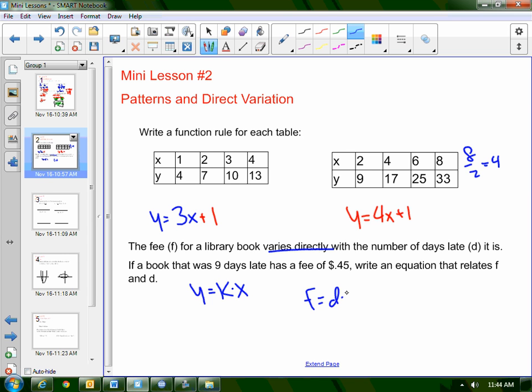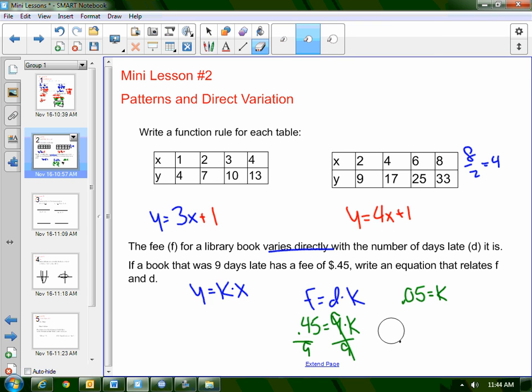The way that we're going to do that is it tells me 9 days late has a fee of 45 cents. So if the fee was 45 cents for 9 days, I can figure out what that k is going to be by dividing both sides by 9. And when you do that, 45 cents divided by 9 is 5 cents per day. So I can write an equation now: f equals 0.05 times the number of days late. And that's how you determine how much you got to pay the library when it's late. And that's all.